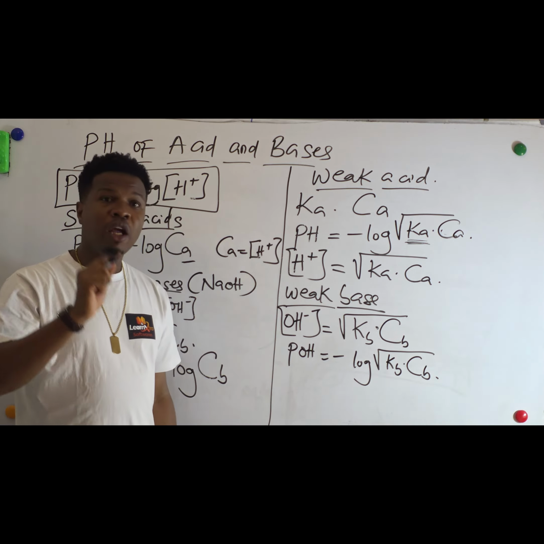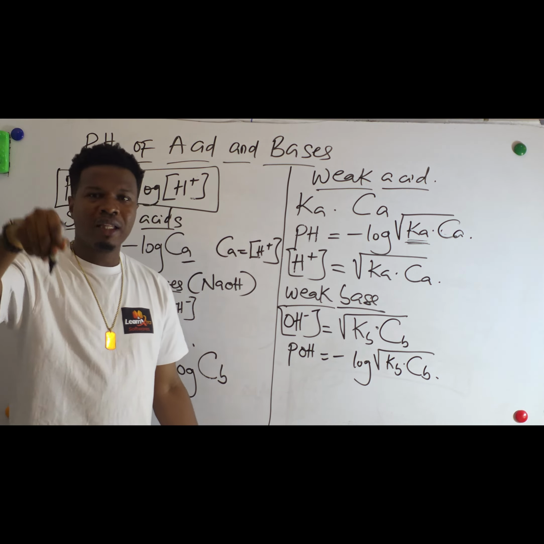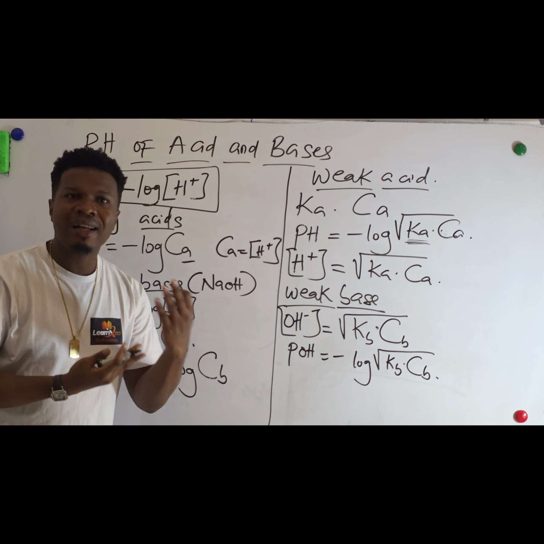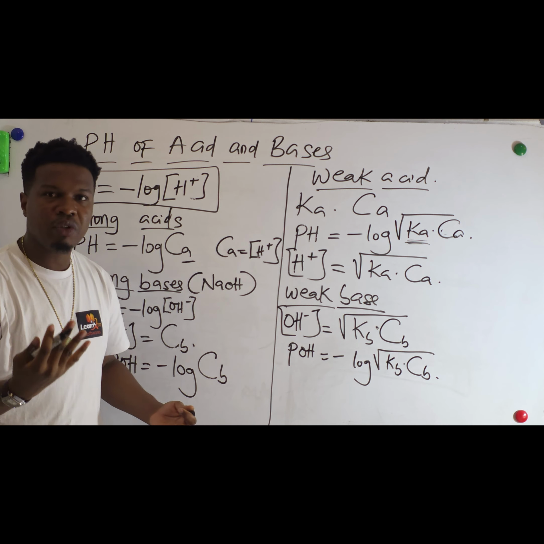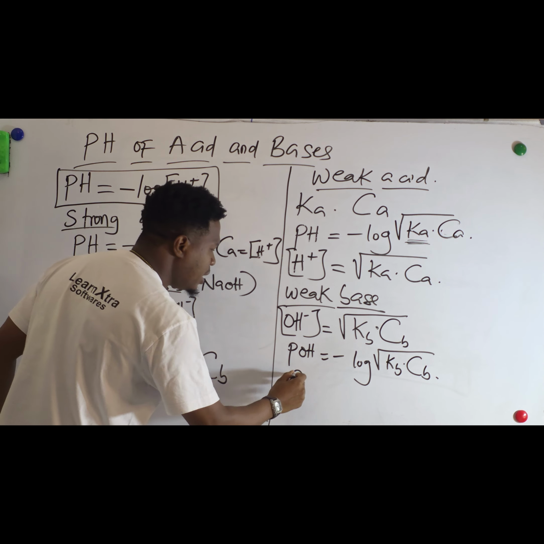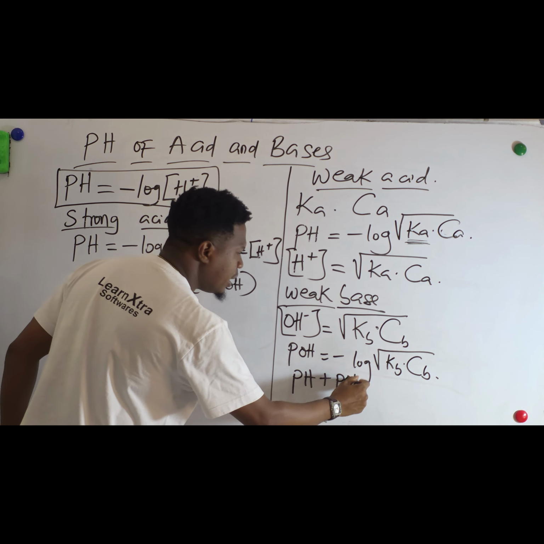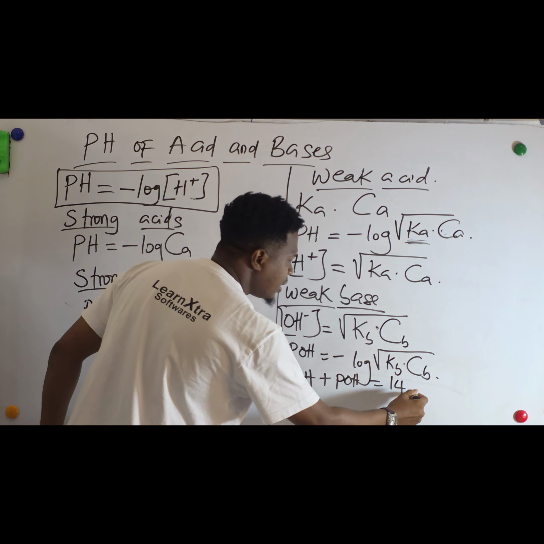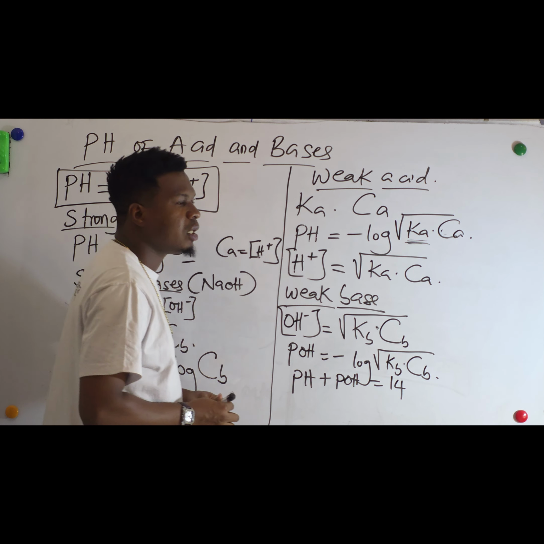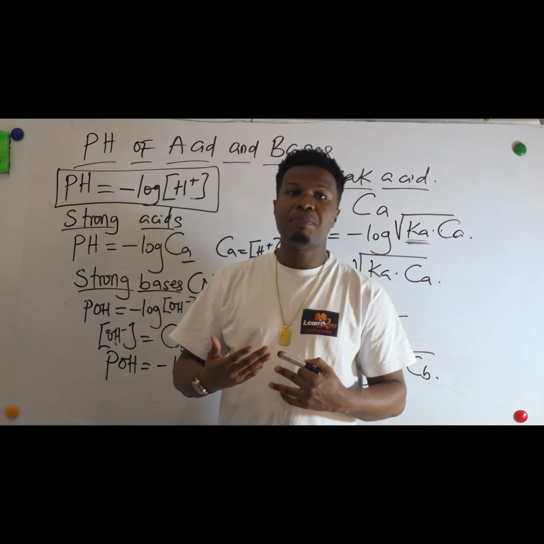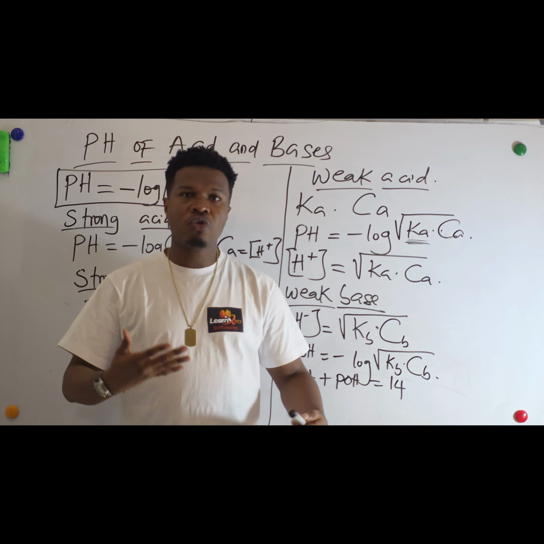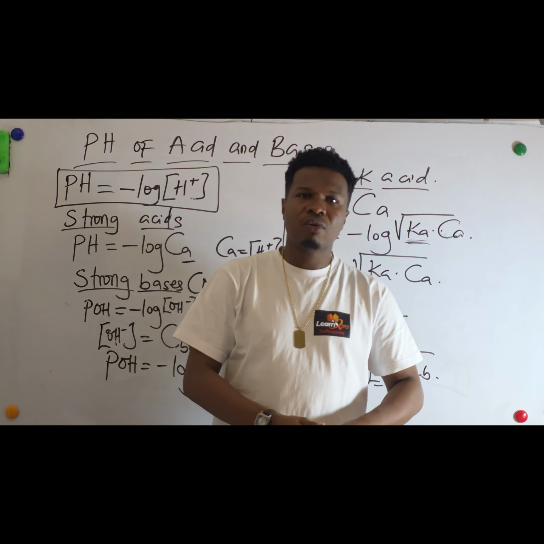Remember that from the auto ionization of water, we're also able to create a relationship between pH and pOH, which I gave you initially as pH plus pOH is equal to 14. So this is an important equation that will help us evaluate the pH and the pOH depending on what you are trying to solve in a particular question.